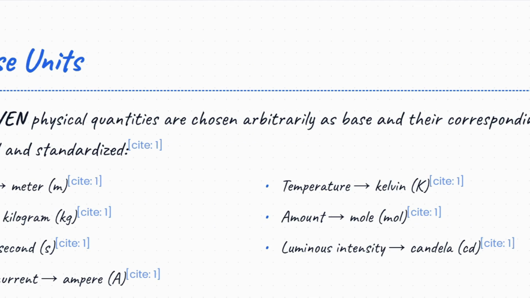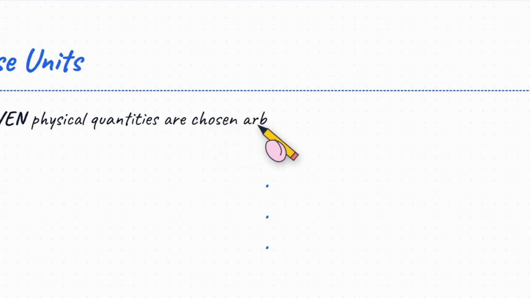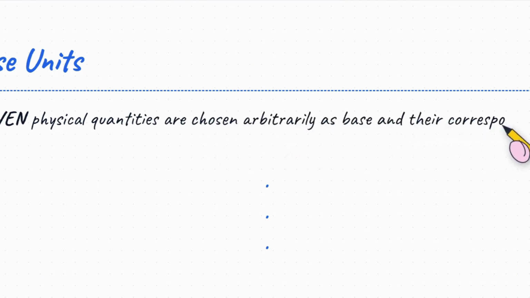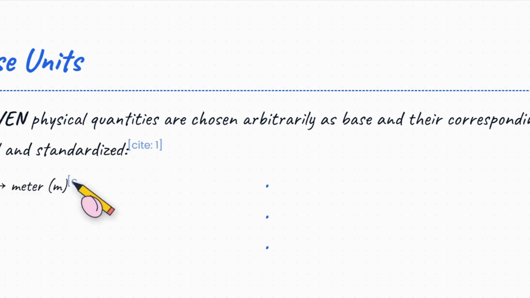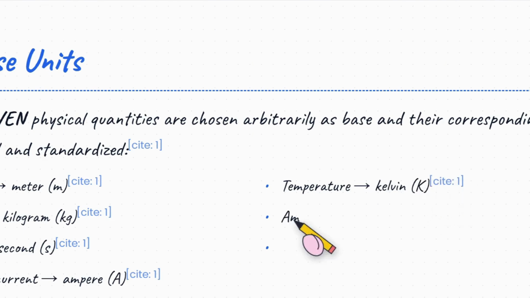In the SI system, 7 physical quantities are chosen arbitrarily as base quantities, and their corresponding units are standardized. These include length in meters, mass in kilograms, time in seconds, electric current in amperes, thermodynamic temperature in kelvins, amount of substance in moles, and luminous intensity in candelas.